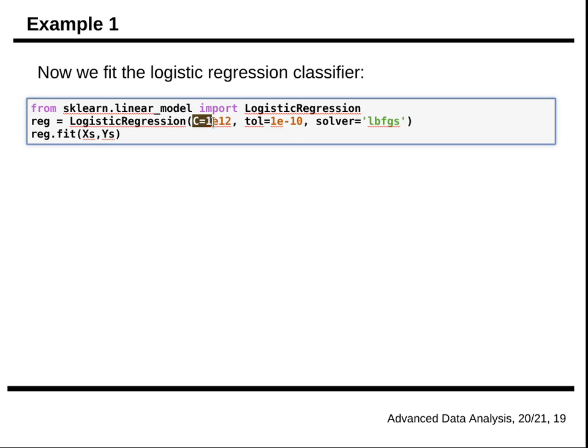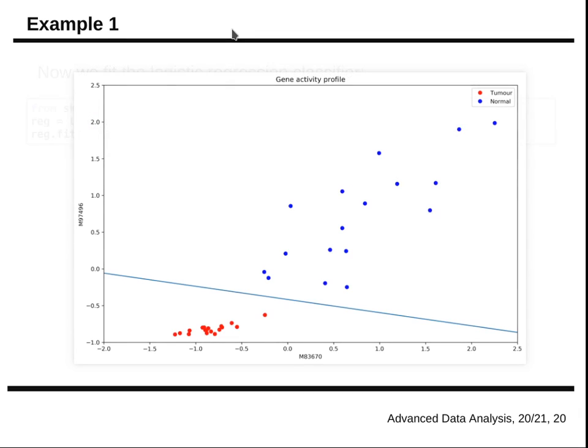This is a regularization parameter. I'm going to talk a bit more about that in the context of support vector machines. But basically, if you set it to a very high value, you are using almost no regularization in this case. If you set it to a lower value, then you increase regularization. Okay, so now we fit the classifier by providing the features matrix and the class labels. And now we get this result, which is better than what we had with the least mean squares.